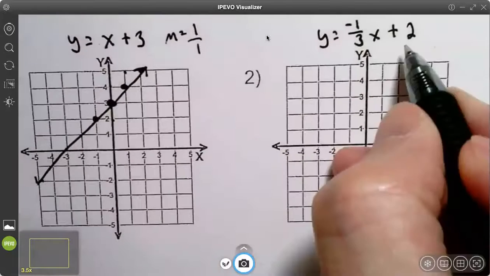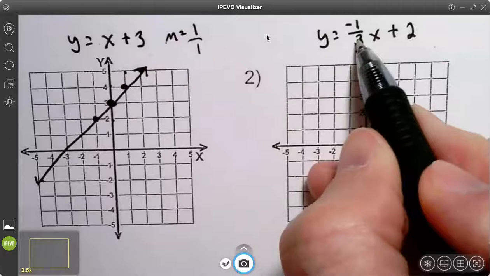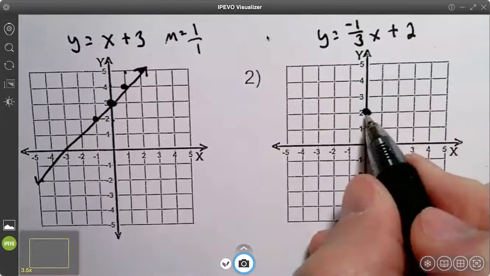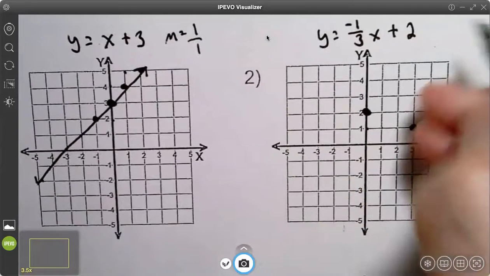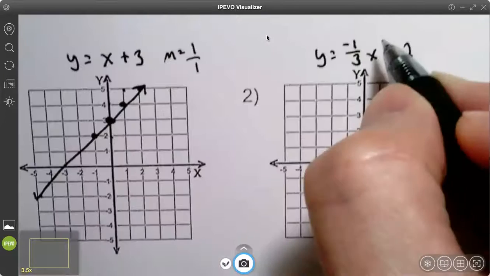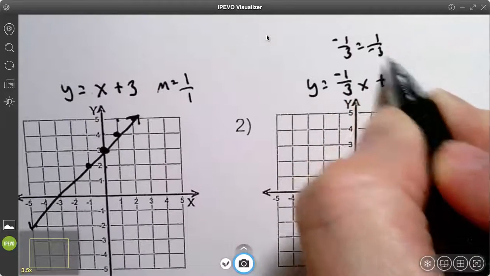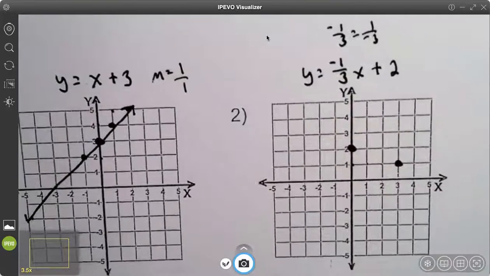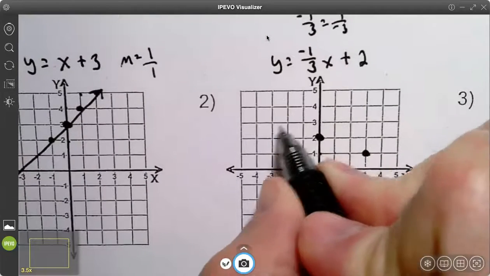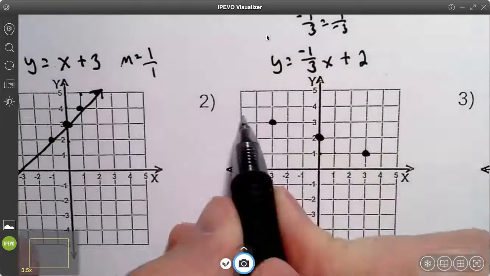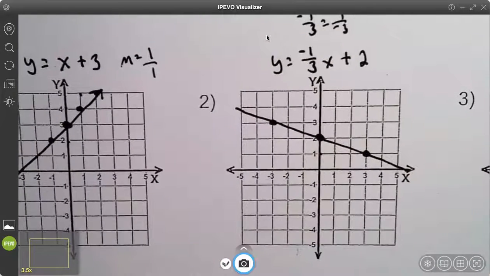Number 2, first step, find the y-intercept. From that point, count rise -1, run 3, rise -1, run 1, 2, 3. Or, since -1 over 3 equals 1 over -3, I can also rise 1, run -1, 2, 3. Either way, your line is the same. You have a negative slope.